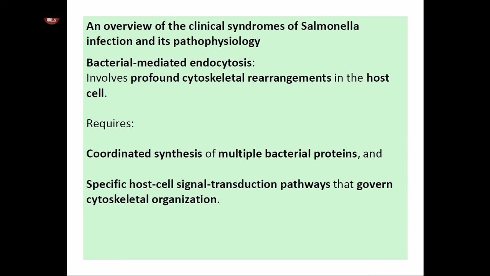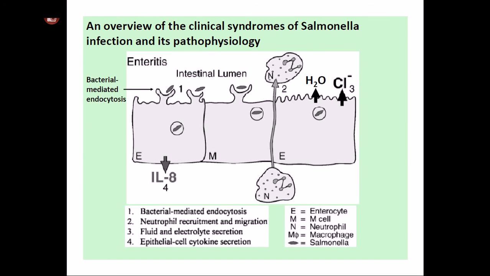Now, this bacteria-mediated endocytosis involves profound cytoskeleton rearrangement that I have already talked about, and it requires coordinated synthesis of multiple bacterial proteins. That is very, very important. There are specific host signal transduction pathways that govern the cytoskeleton organization, and to trigger those pathways, they need to secrete some important protein mediators. Once they enter the cell, as you can see here, this is the Salmonella bacteria that come in contact, and then internalization occurs.